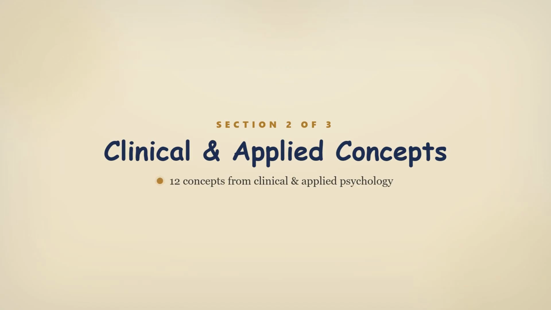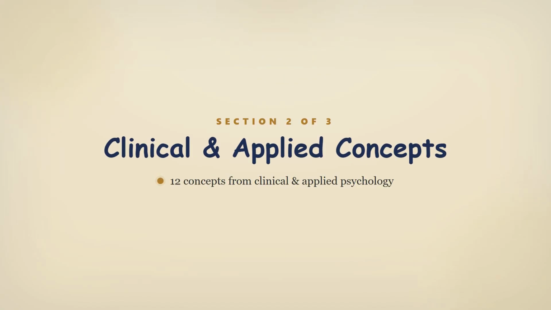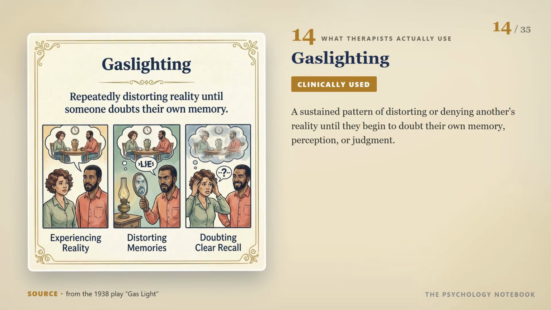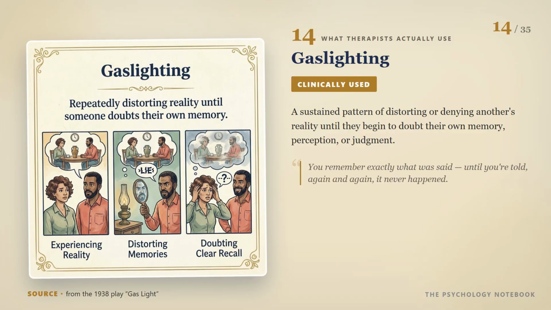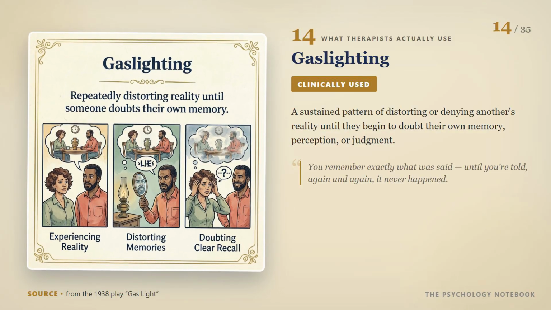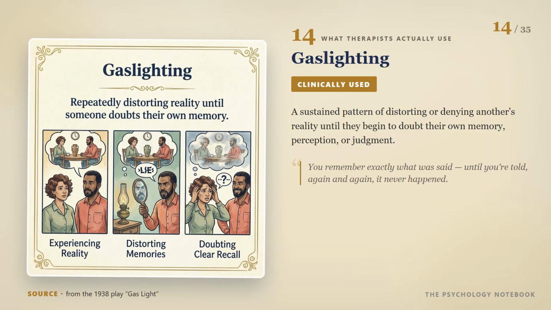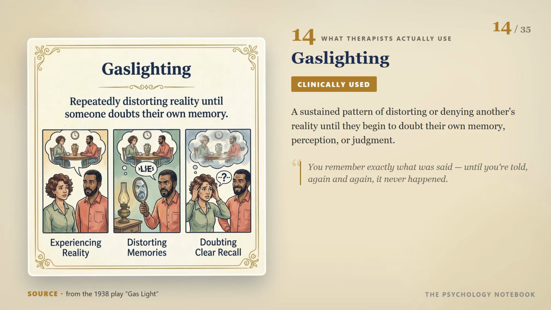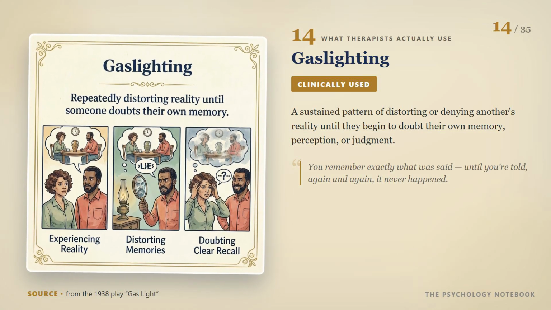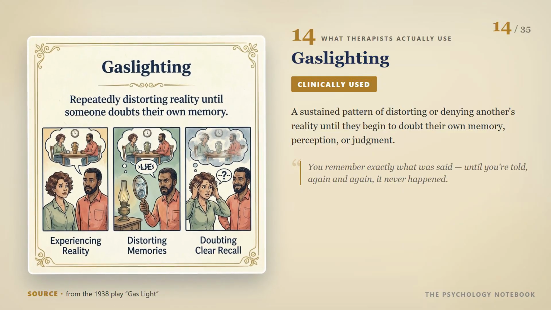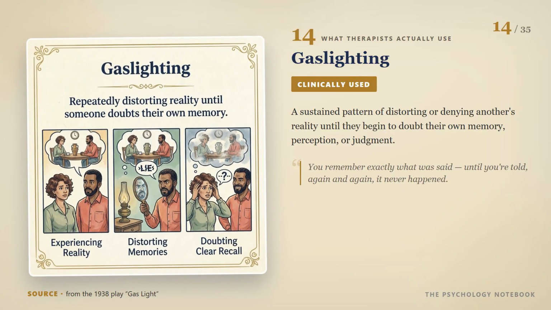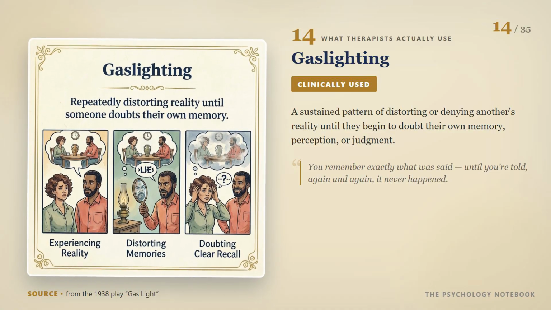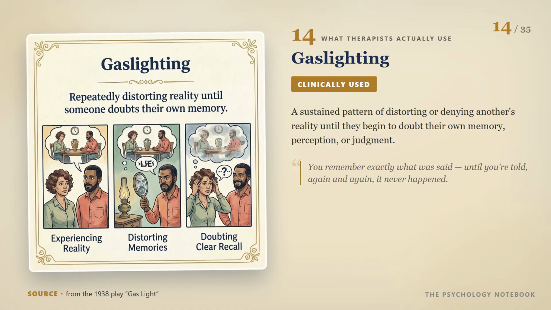Section 2. Clinical and Applied Concepts. 14. Gaslighting. Let's start this section with a term almost everyone has heard, gaslighting. Gaslighting is a repeated pattern of denying or distorting someone's reality until they begin to doubt their own memory or judgment. Let's say you clearly remember what was said during an argument. The other person insists it never happened. They repeat their version until you start wondering whether you remembered it incorrectly. But that pattern matters. Two people remembering one conversation differently is not automatically gaslighting.